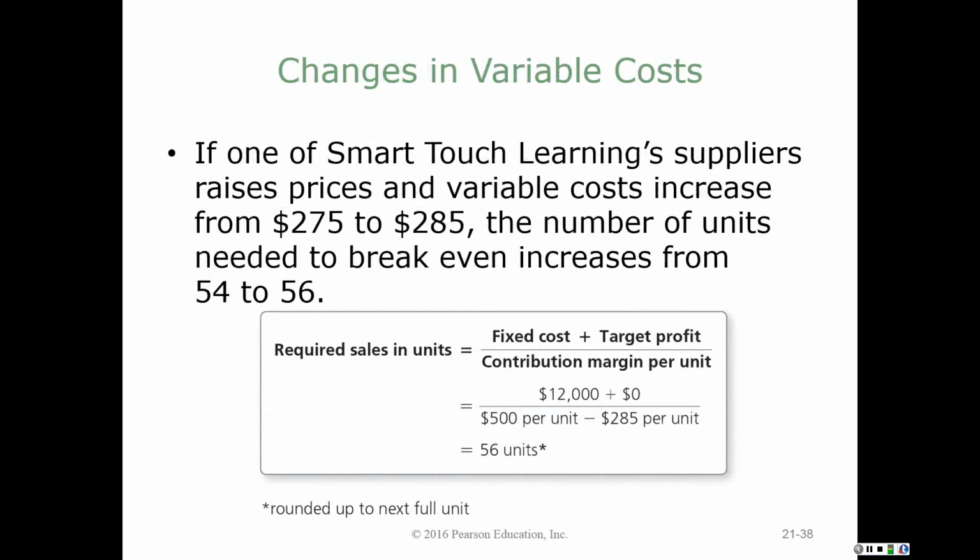What if, another item in our formula, the variable cost changes? Your book says, what happens if one of my suppliers comes along and increases the cost of those batteries? And so now if my variable costs have gone from 275 to 285, one of my suppliers has increased my materials price, what happens? Well, once again, we still have the same fixed cost that we need to cover. That hasn't changed. We're still trying to break even, so target profit is 0. We're going back to our original sales price of $500 per unit, but now my variable costs are $285 instead of $275 because the batteries went up $10 each. So in this particular situation, I would have to sell 56 units to break even.